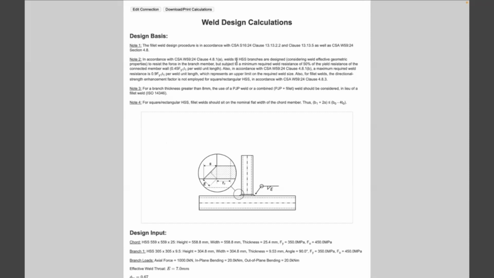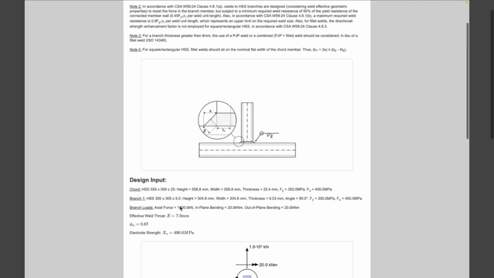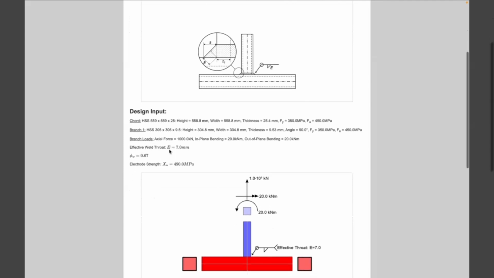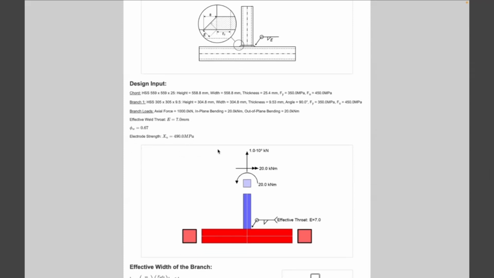Here it tells us how the weld design was performed. It tells us all the member input, all the member properties, the loads acting on the branch, and then the effective weld throat which the program has chosen. And it does this by iterating and increasing the weld effective throat by 0.1 millimeters each time. It does 0.1 millimeters so that when you convert to weld leg size, you have the resolution necessary to not waste a lot of material based off some rounding errors.